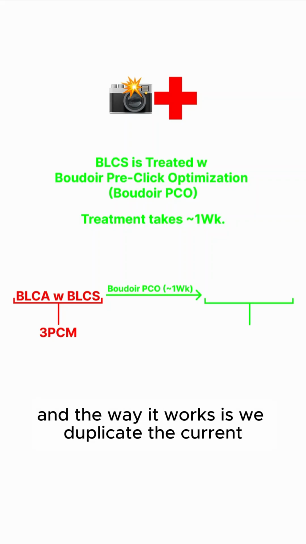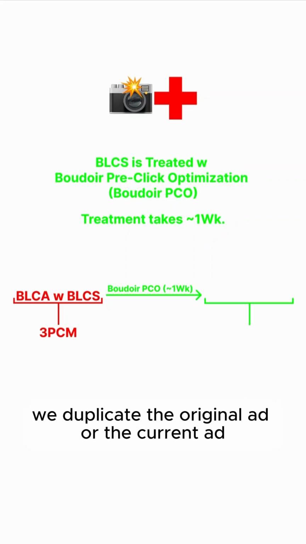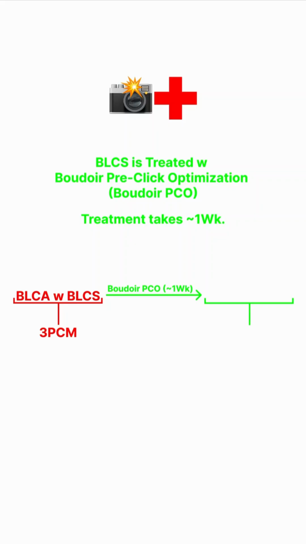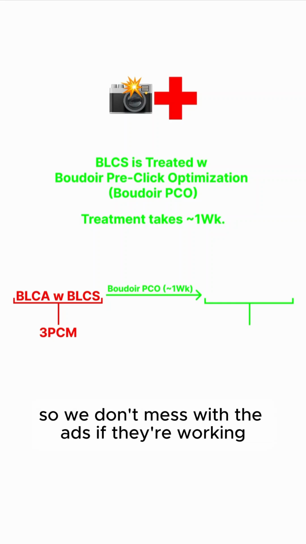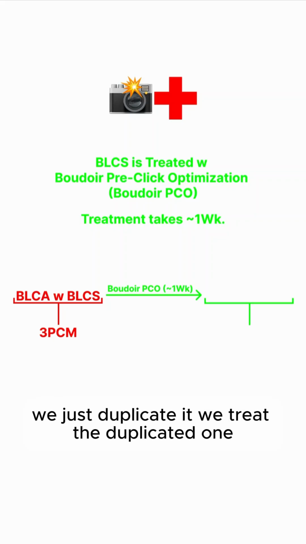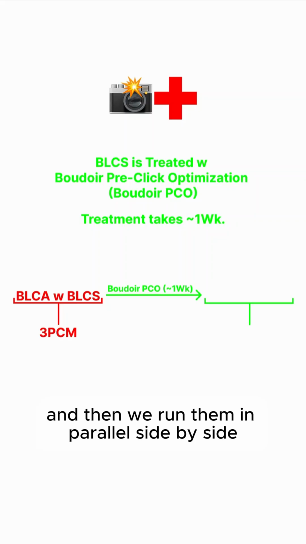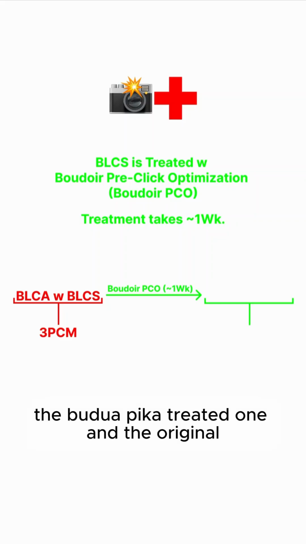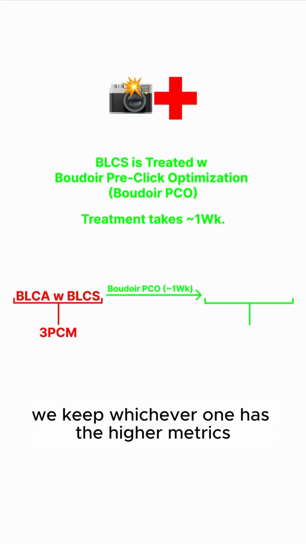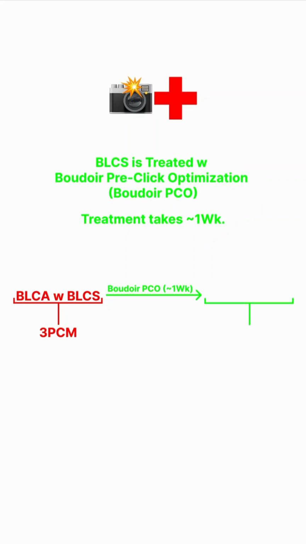And the way it works is we duplicate the original ad, or the current ad. Leave that one alone. We actually treat the duplicated ad. So we don't mess with the ads if they're working. If they're producing results, we just duplicate it, treat the duplicated one, and then run them in parallel side by side, the Boudoir Pico treated one and the original. And at the end of the treatment, we keep whichever one has the higher metrics.